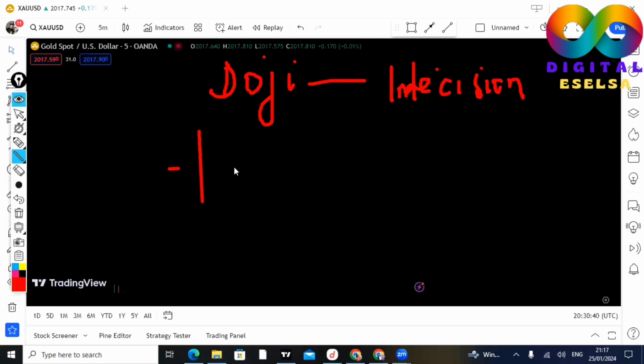You see something like this. I told you that in a normal candle, we are going to be seeing open price and close price. But in this doji candlestick, the open price and the close price are the same, where the market opened is where the market also closed.